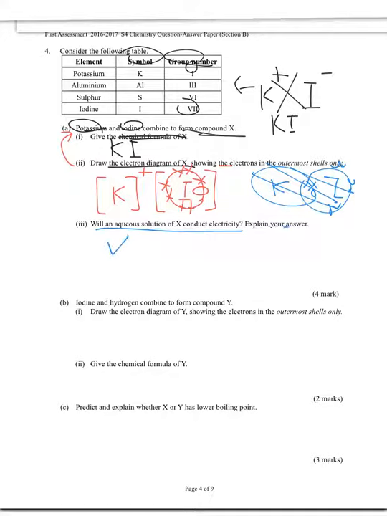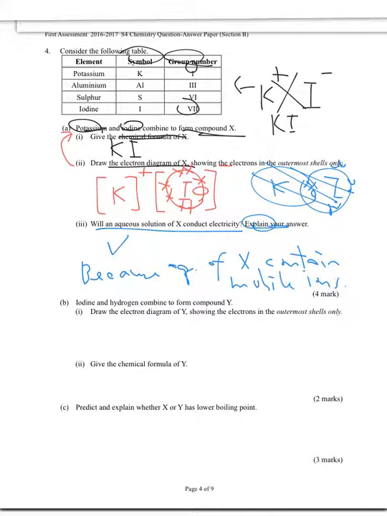Okay. Explain the answer. Many of you answered without an explanation. Why? Because the aqueous solution of X contains mobile ions. Now, again for revision, how do we conduct electricity?